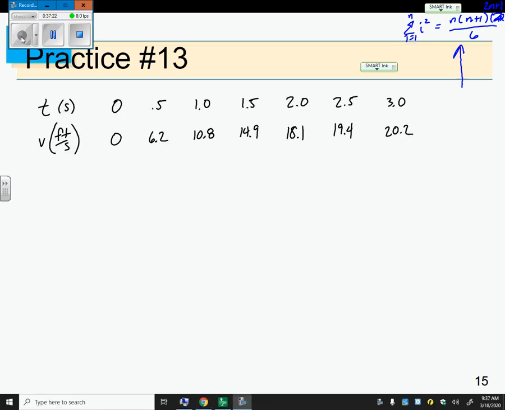Okay, so let's take a look at practice problem number 13 in your book. It says the speed of a runner increased steadily during the first 3 seconds of a race. Her speed at half-second intervals is given in the table, which I put on the board. I want to find the lower and upper estimates for the distance that she traveled during these 3 seconds.